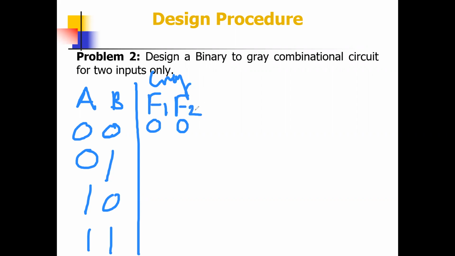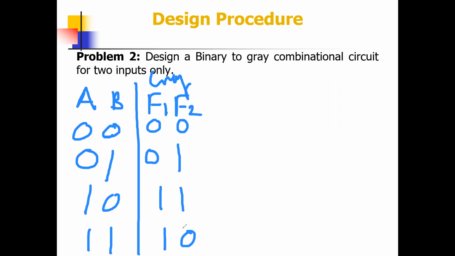Clear or not? Okay, then 0 1. If you convert in gray, what will you get? 0 1. Very good. 1 0 gives 1 1, and 1 1 gives 1 0. Yes, correct. So this is binary to gray conversion. Here they want it for 2-bit. If they ask for 3-bit or 4-bit, you can do it. It is the same thing.